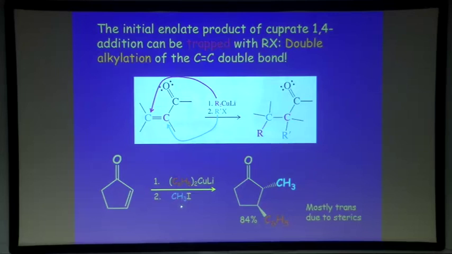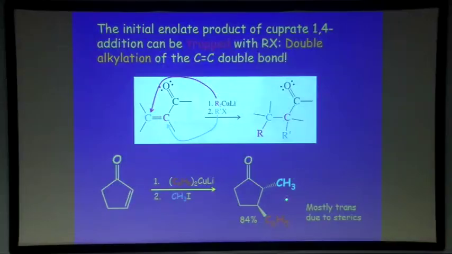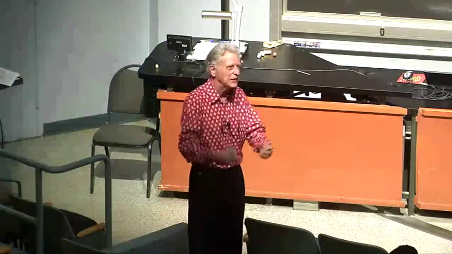Trap the enolate that's formed with methyl iodide. And here now, because it's not bridged, the usual stereochemistry is preferred, usually, not always, but usually trans. And for the purposes of your appreciation, let's stick with trans. 84%. Okay?